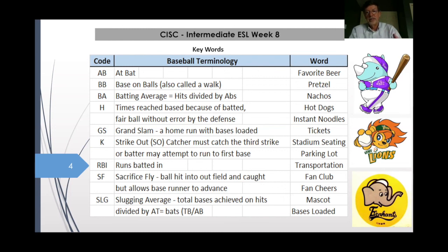Okay, again: favorite beer, pretzels, nachos, hot dogs, instant noodles, tickets, stadium seating, parking lot, transportation, fan club, fan cheers, mascot, bases loaded. I have some pictures a few slides down of the fan club, the Flamingo Monkeys fan club, and the cheers.